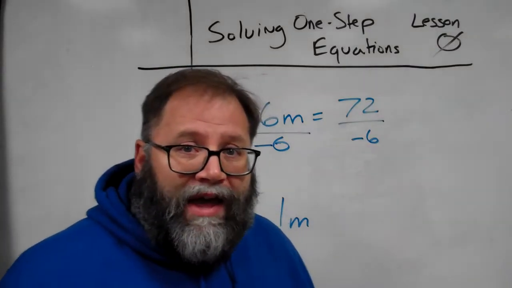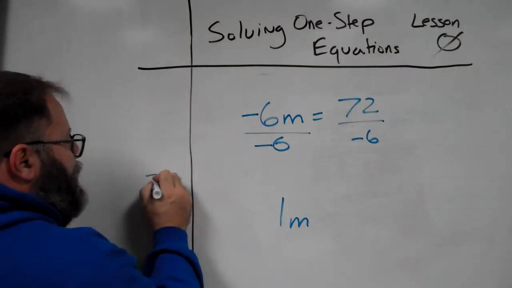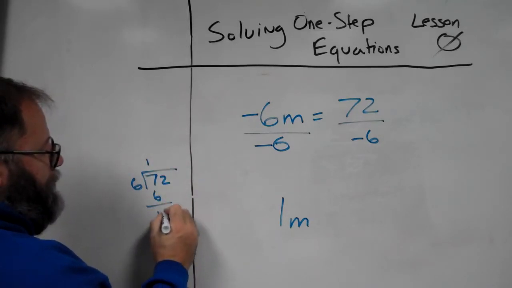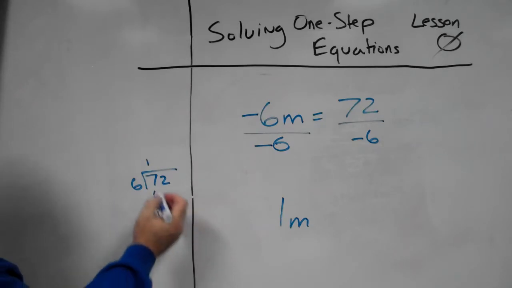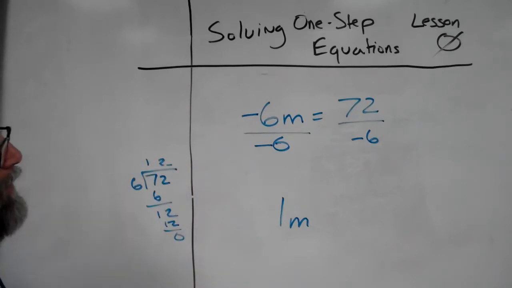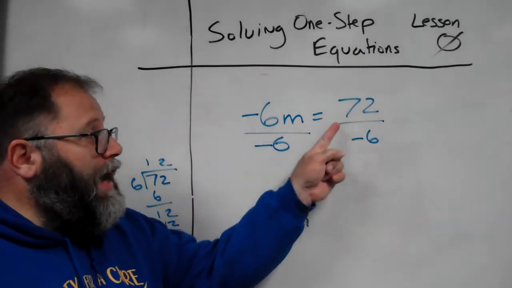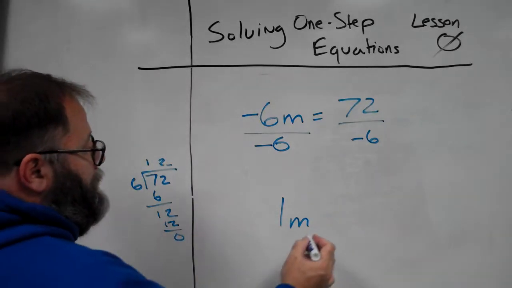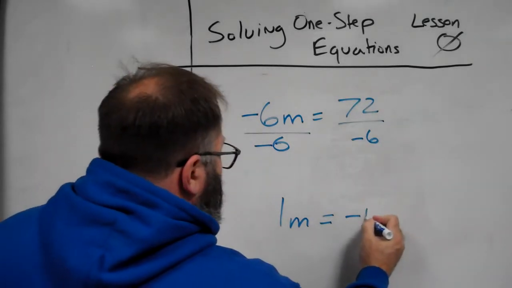Again, do the math. So a little side math over here. 72 divided by 6. There's 1, 6, 1 remaining, 2. 6 goes into 12 twice. 12, 0, 12. But I go back and check my signs. Positive and negative, opposite signs in multiplication gives me a negative answer. That's going to be negative 12.